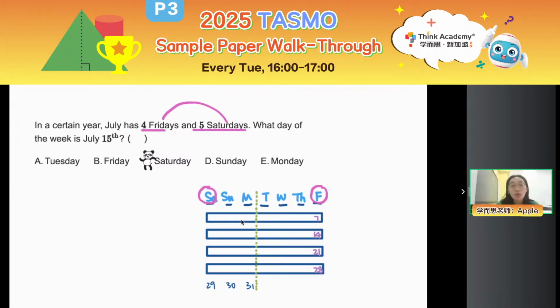Okay. So after you complete the heading of this calendar, where is July 15th? Now you see that you figure out the 14th is already at the back. So where's 15? 15 is just the next one. Okay.